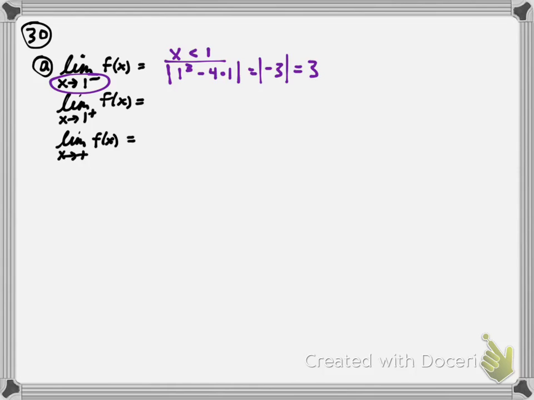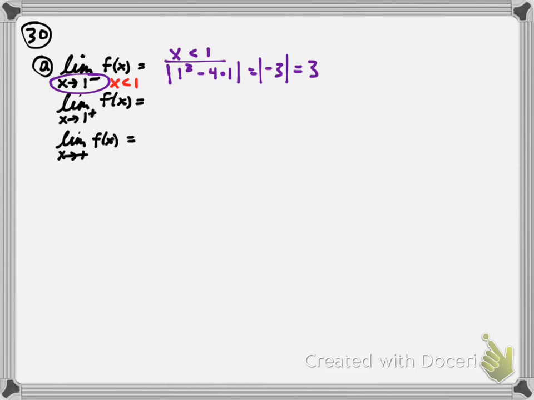So that's the limit as x approaches 1 from the left, because you have to use the top piece of the piecewise function because x is less than 1. The domain restriction says you have to use the top piece when x is less than 1, and that's what this says right here. X is approaching 1, but from the left, so less than 1.